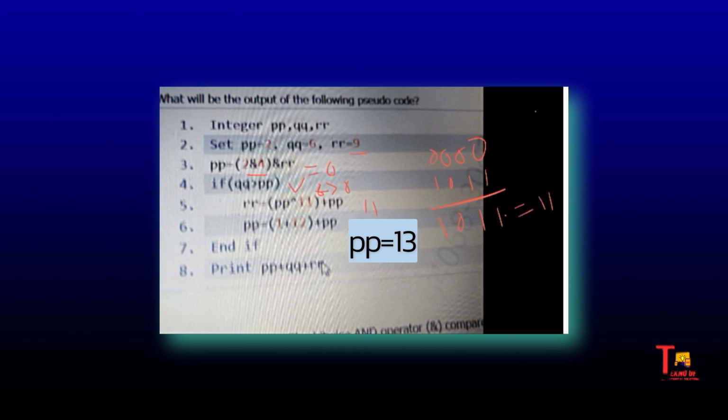And then we are ending the if block. Then we are just adding P plus Q plus R. So 13 plus 6 plus 11, that is 30. So the correct answer will be 30. I hope you understood how to solve the pseudocode problem easily.